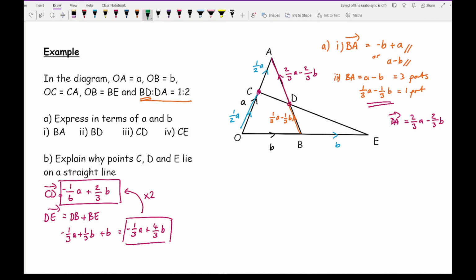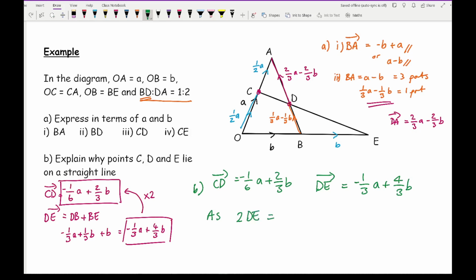So in terms of part B, we can see that if C to D is minus 1/6 A plus 2/3 B, and D to E is equal to minus a 1/3 A plus 4/3 B, that is two lots of CD, then C, D and E lie on a straight line. And there we go.